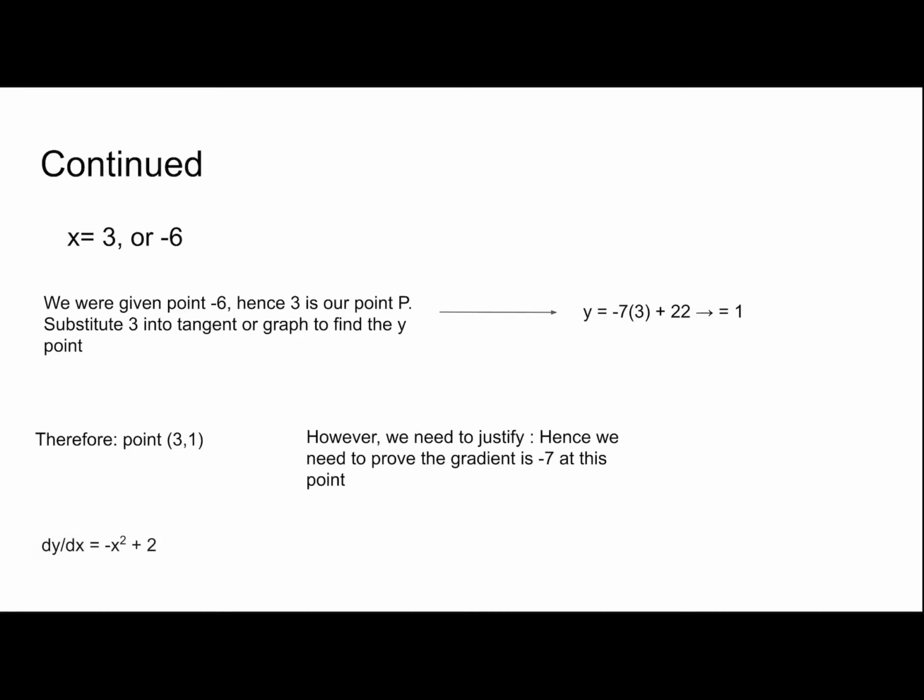So if we differentiate the original equation we had, we should get negative x squared plus 2. And if we substitute x equals 3 into this equation, we should get negative 9 plus 2. So 3 squared is 9, negative 9 plus 2, and that does equal negative 7. So therefore, we've proved that the gradient is negative 7 at this point. So that's your question finished, and that's an excellent grade there.